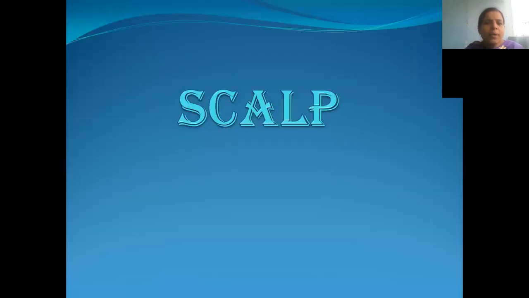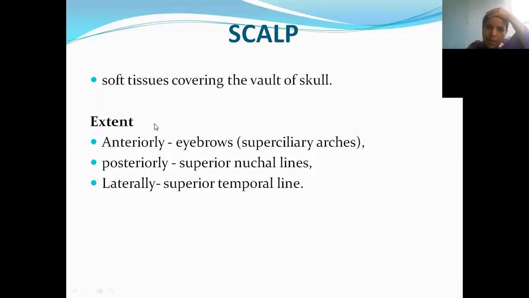So scalp has how many layers? See, scalp is the soft tissue covering the vault of the skull. Anteriorly the scalp extends up to the eyebrows. You call these superciliary arches. Posteriorly, as I just showed you in the skull bone, it is behind the superior nuchal lines. From here it goes like this and it is attached to the superior nuchal lines.